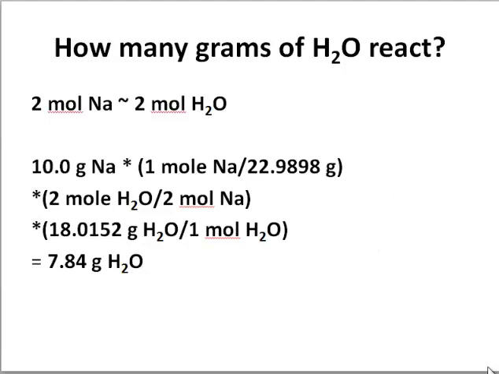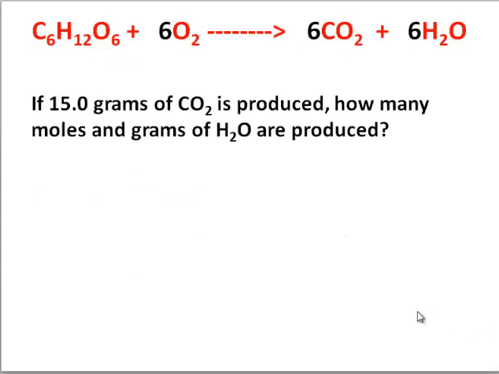Okay, let's move on. Look at one last one. This takes another equation that we balanced earlier. And let's ask the question, if 15 grams of carbon dioxide are produced, how many moles and grams of water are produced? Here we see that it's possible to use stoichiometry to relate one product to another product.